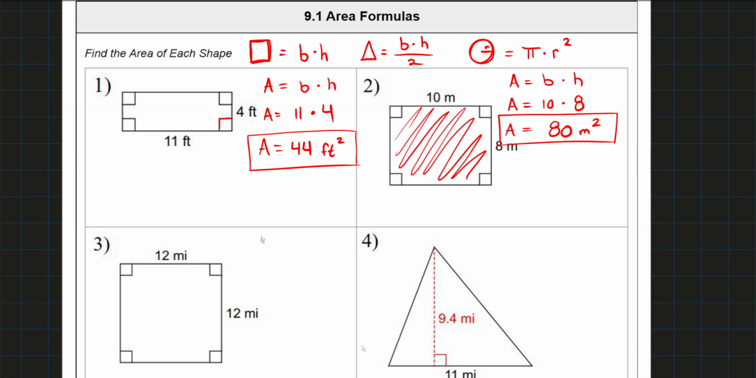Okay, next one, here it is. This is a rectangle. Well, actually, this is a square, but it's the same formula. So area equals base times height. The base will be that horizontal distance, 12. The height will be the perpendicular distance to that, another 12. So 12 squared, that is 144 miles. This is a very big square. Miles, and since we're finding a two-dimensional distance, squared. Box it. You're good to go.